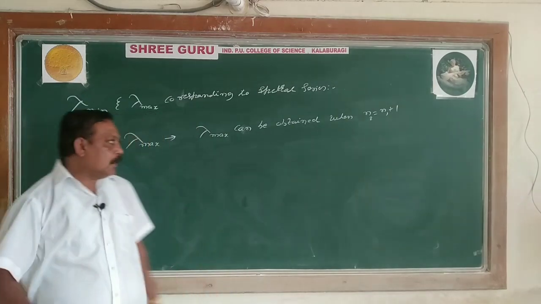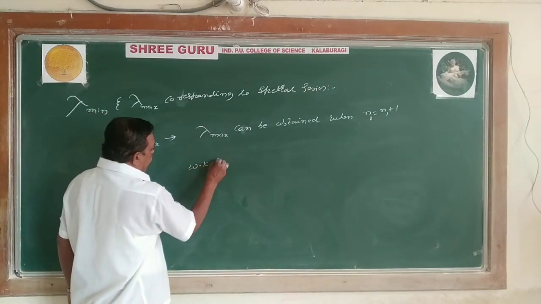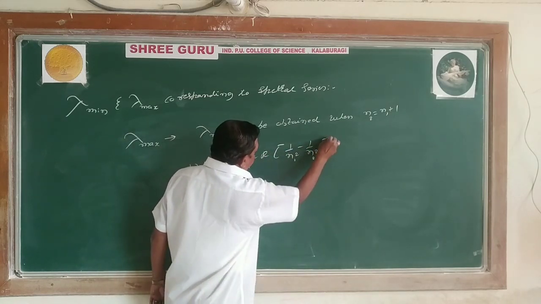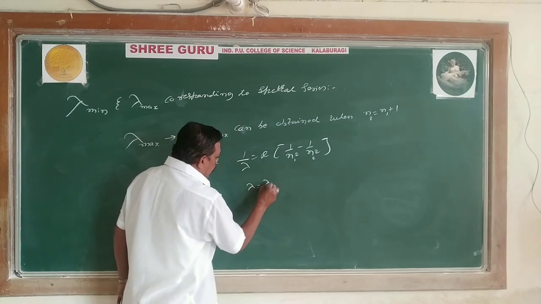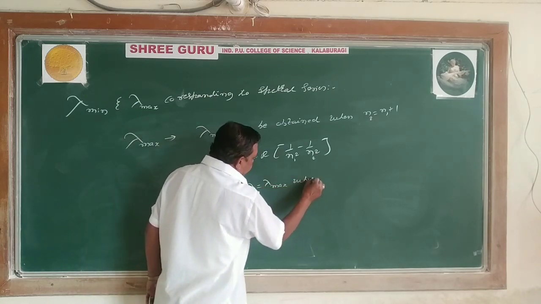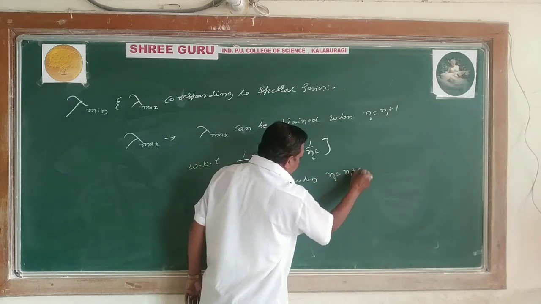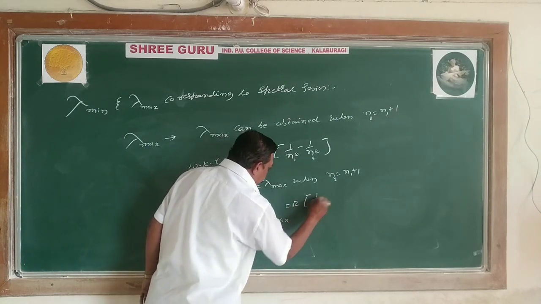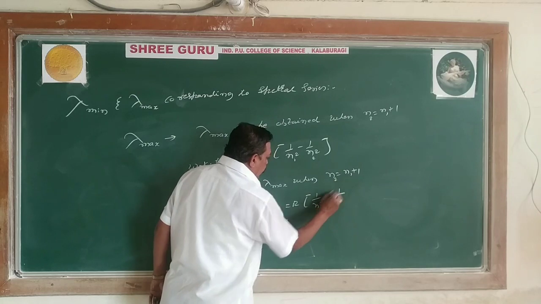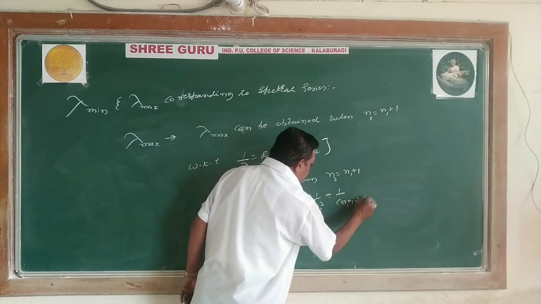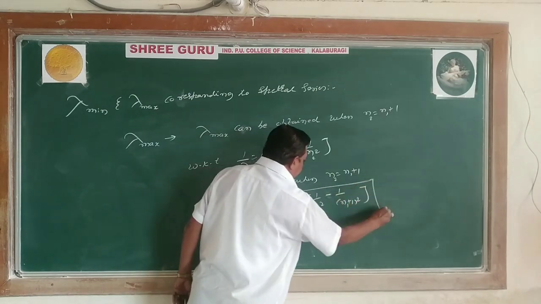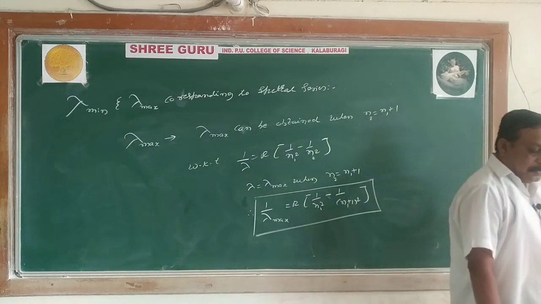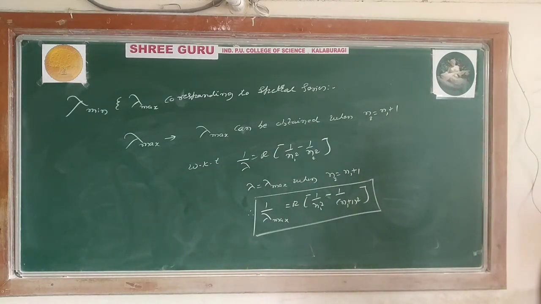Then we know that 1 by lambda equals R into 1 by N1 square minus 1 by N2 square. Lambda equals lambda maximum when N2 equals N1 plus 1. Therefore, 1 by lambda maximum equals R into 1 by N1 square minus 1 by N1 plus 1 whole square. This is your equation. Now this is the maximum wavelength of the corresponding spectral series.